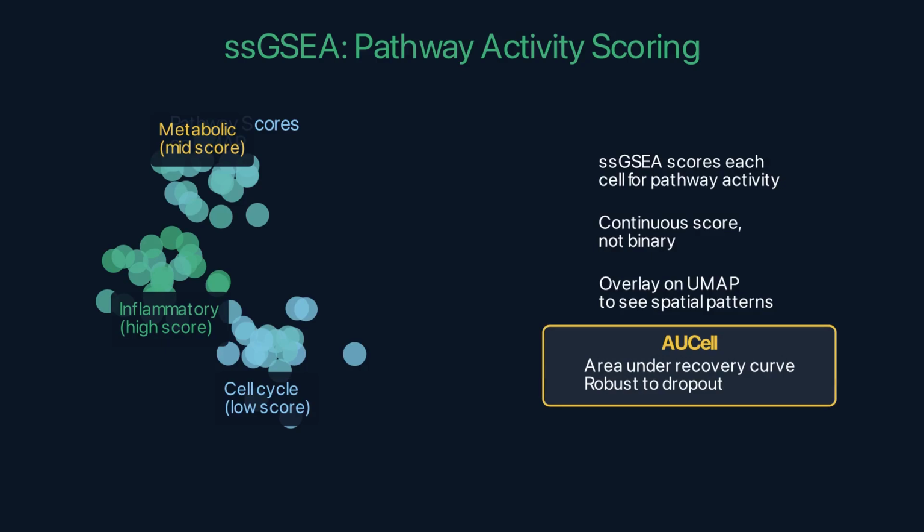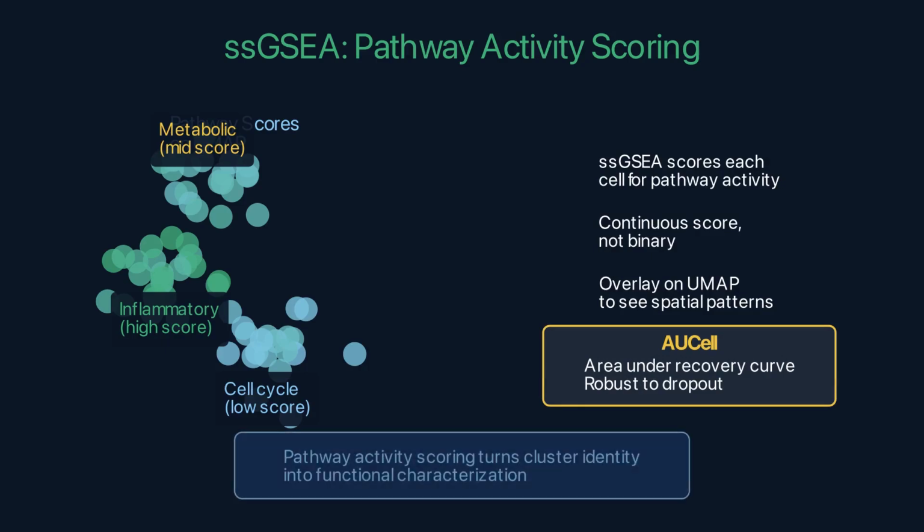AUCell is an alternative that uses the area under the recovery curve, robust to dropout and scalable to hundreds of thousands of cells. Pathway activity scoring turns cluster identity into functional characterization.